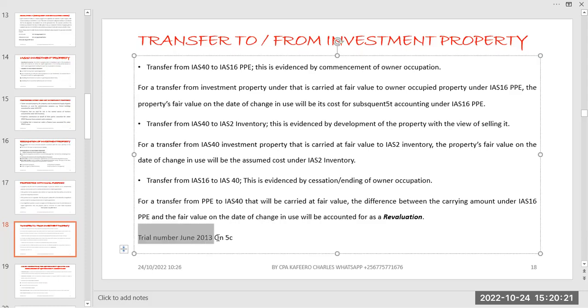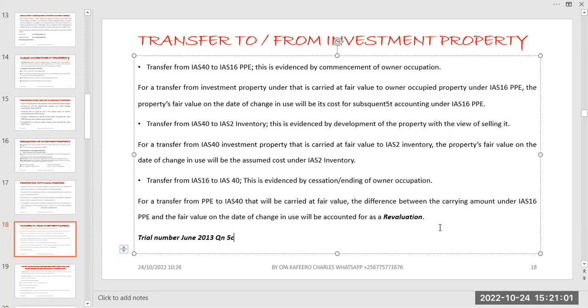So let's proceed to the next one, and we are going to be talking about transfers. There are certain situations which may happen where the land which was initially used for head office, the head office has left, or maybe the head office has constructed another building and now they are leaving this building for capital appreciation or as investment property or to be rented out by others.